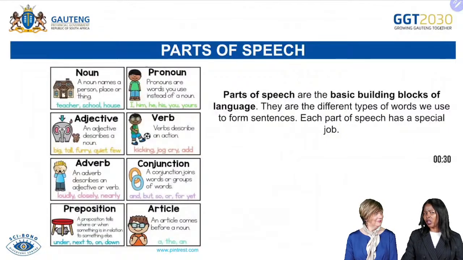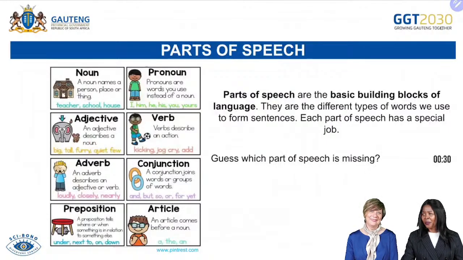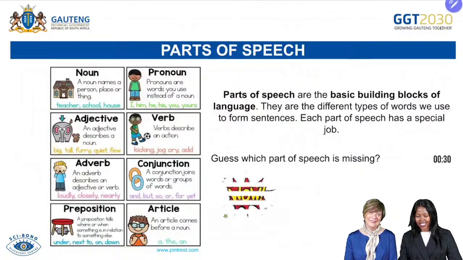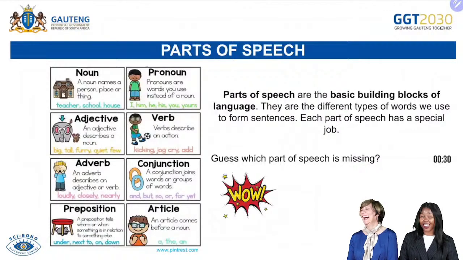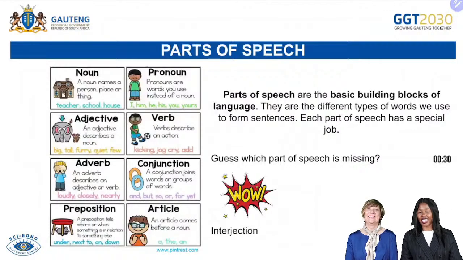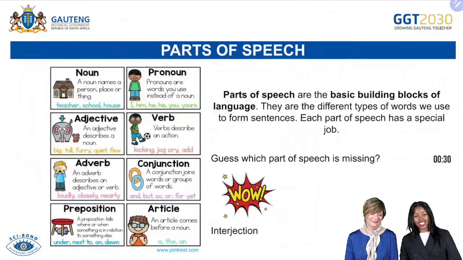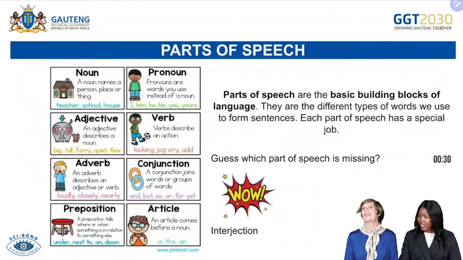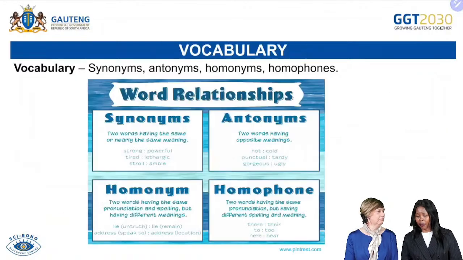But some of you are probably wondering, why is there only 8? Isn't there supposed to be a 9th one? I want you to take a quick guess of what the next one is going to be. I'm sure you have guessed it right, grade 12s. Wow. The correct one is interjection, and that's exactly what it does. An interjection example is the word wow, as seen here. So these are 9 parts of speech that you need to remember and take with you to the exam, because the examiner can ask you any question based on them.